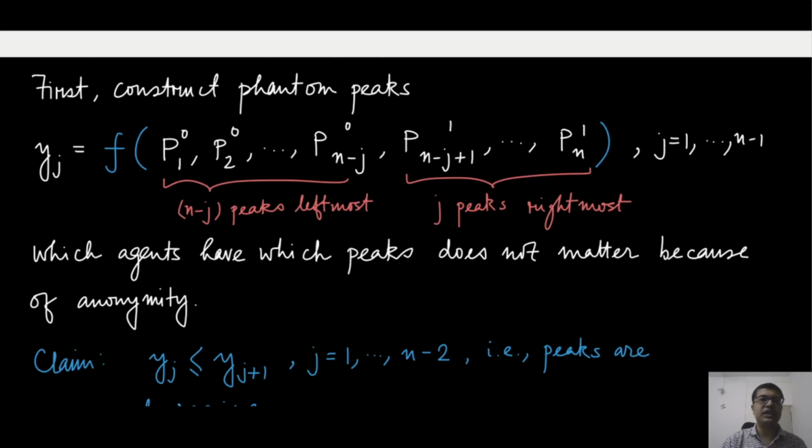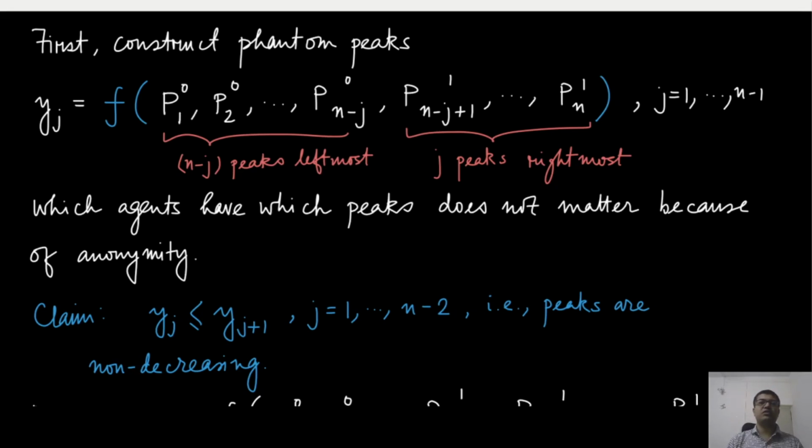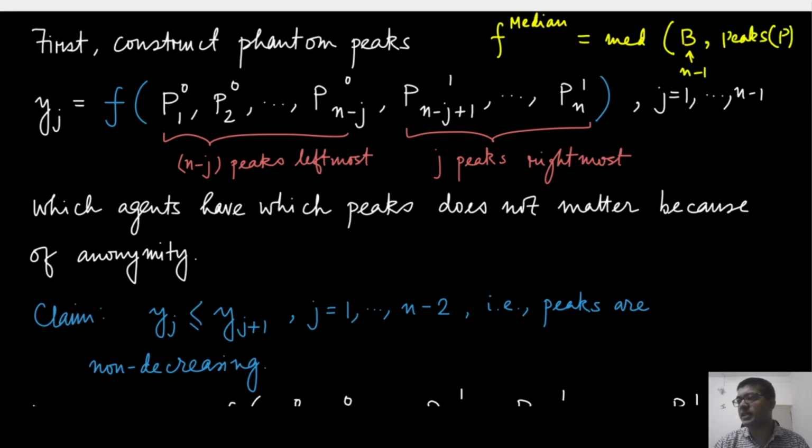So the first thing that we need to construct is the phantom peaks. Remember, the median social choice function is the median of the phantom peaks b, which are n-1 in number, and then you have the peaks of the players. So this can vary, but once we fix a specific social choice function, we actually fix the phantom peaks, and that is what we are going to construct here.